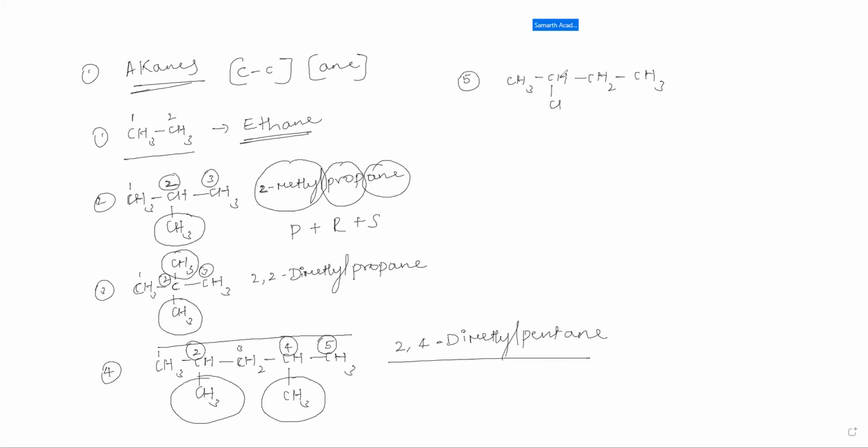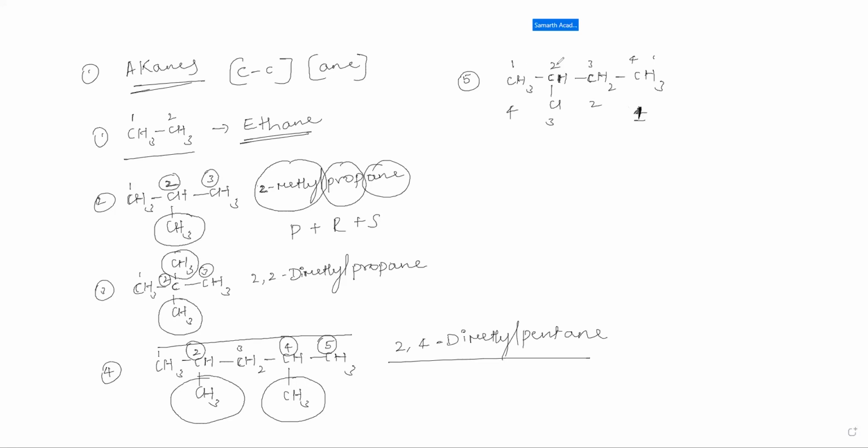If any halogens or any substituent group is present like this, how do we start numbering? First you have to select the longest carbon chain. After that, the numbering should start so that any substituent group present in the compound gets the lower number. For example, there are two possibilities for numbering. 1, 2, 3, 4 is one possibility. One more possibility is that we can start numbering from the right side also: 1, 2, 3, and 4.